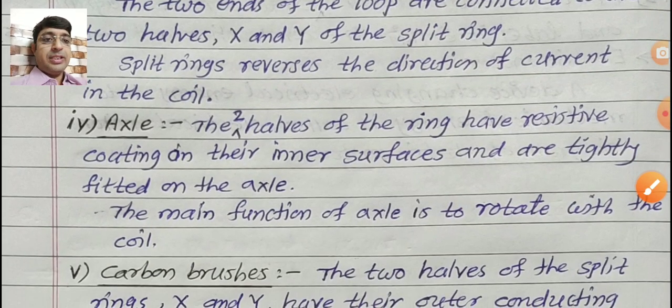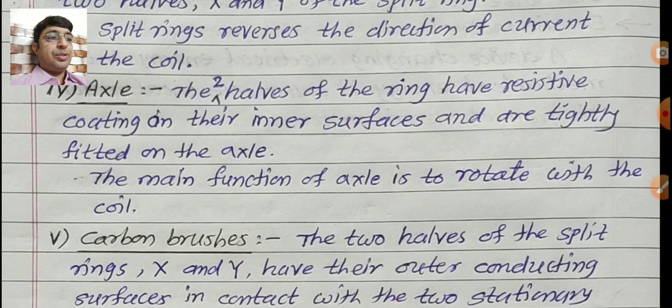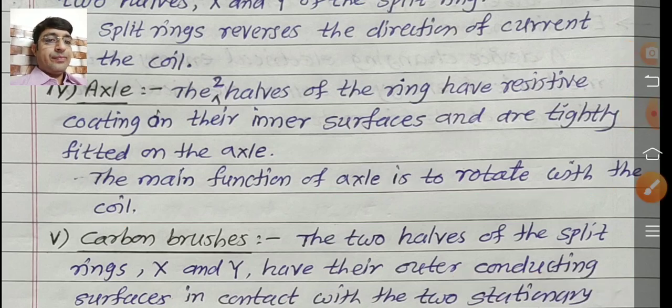Fourth component is the axle. The 2 halves of the ring have insulating coating on their inner surfaces and are tightly fitted on the axle. So what is the main function of the axle? You write here, you underline: the main function of the axle is to rotate with the coil.